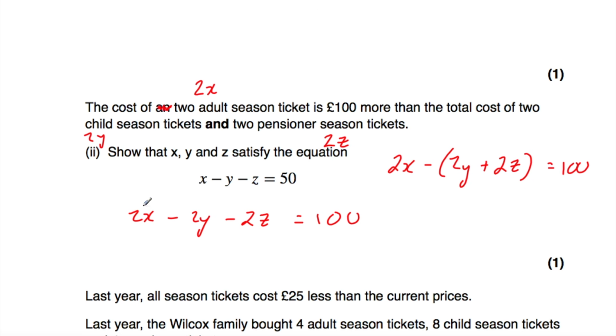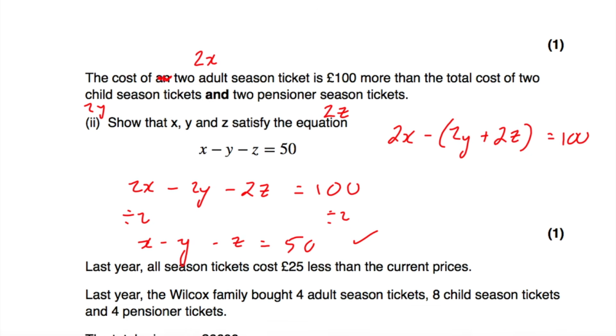But this is just saying the cost of 2 adult season tickets, take away the cost of 2 child season tickets, take away the cost of 2 pensioner season tickets equals £100. And then if we divide everything by 2, if we divide by 2 and divide by 2, we're going to get that x minus y minus z equals 50. And that's it. So that's what we're asked to show.